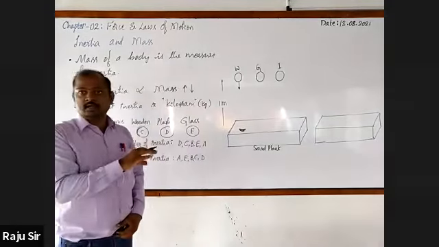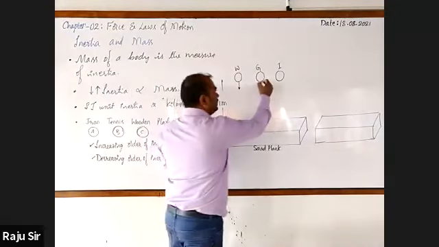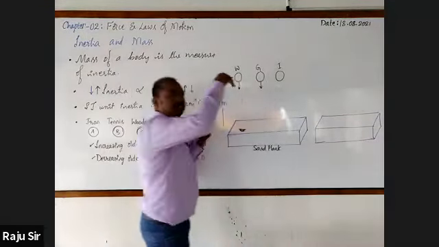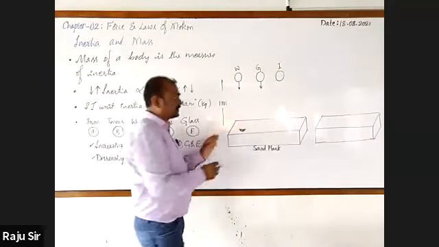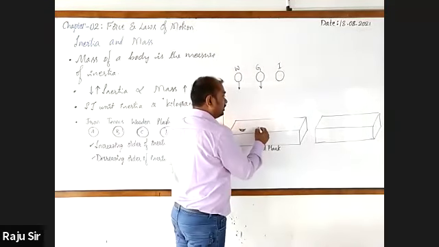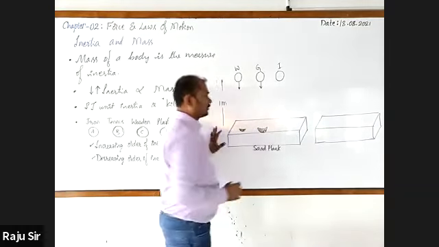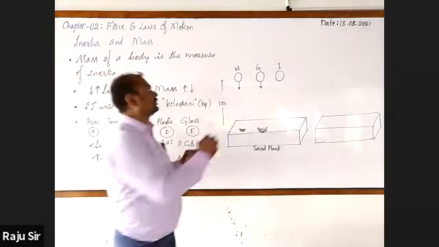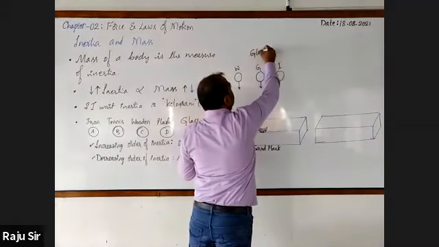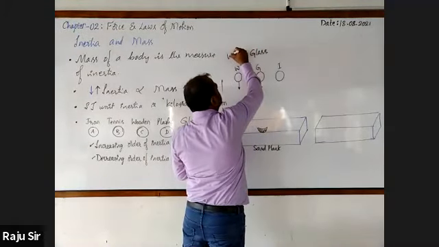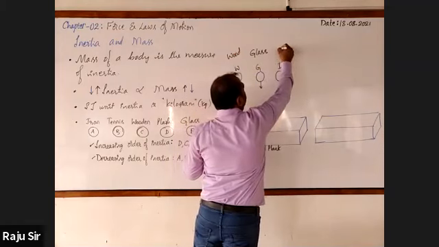Even when we allow the glass ball to fall, when it touches the surface of the sand plank, it creates no depression. Glass ball. This is wood. This is iron.